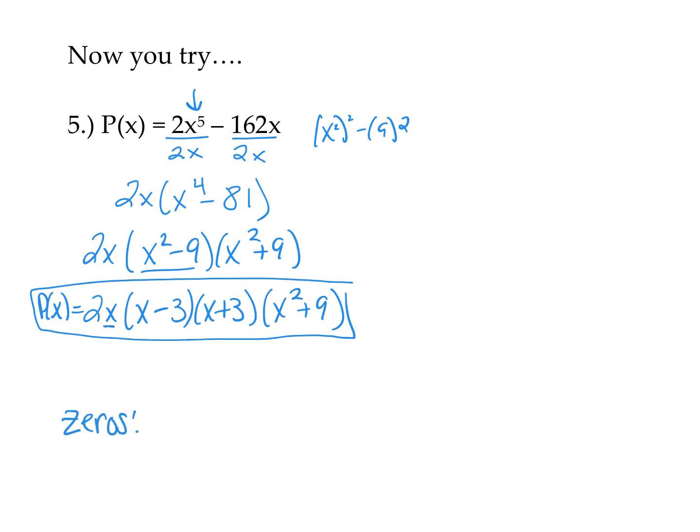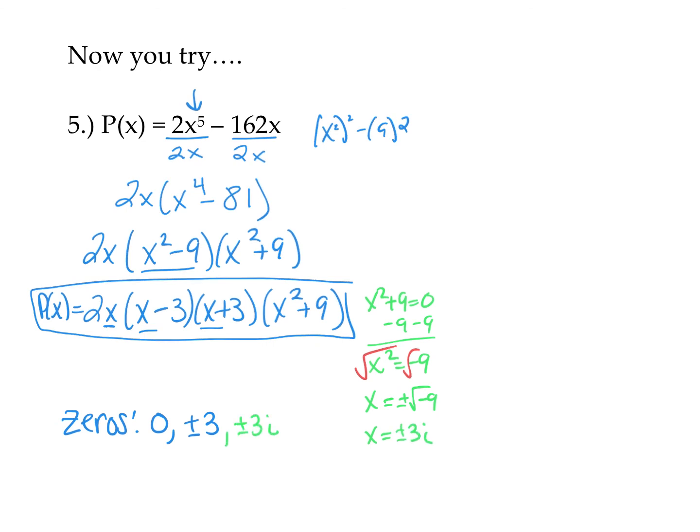So first of all, this 2x tells me that my first zero is 0. I have positive 3 and -3 from the x minus 3 and x plus 3. Then I'm going to get my last zeros from setting x squared plus 9 equal to 0. x equals plus or minus the square root of -9. Well, the square root of -9 is 3i. So plus or minus 3i. So 1, 2, 3, 4, 5 zeros, so I know I got them all.